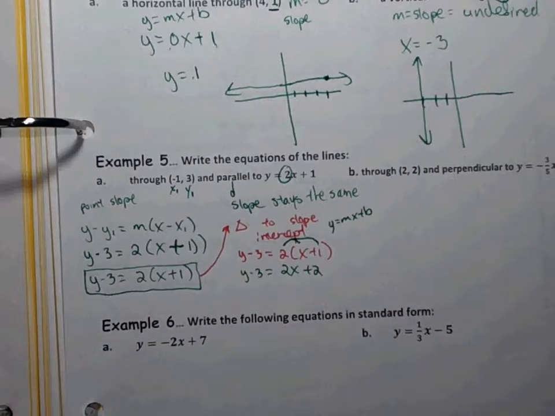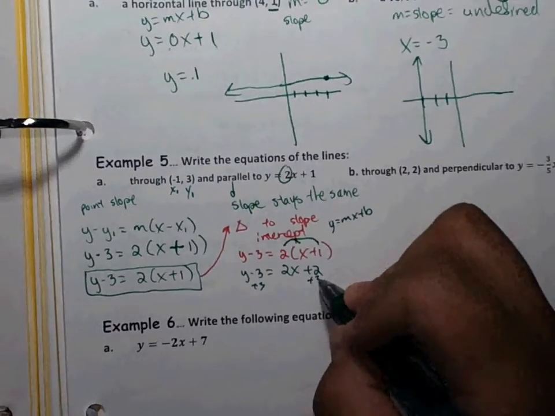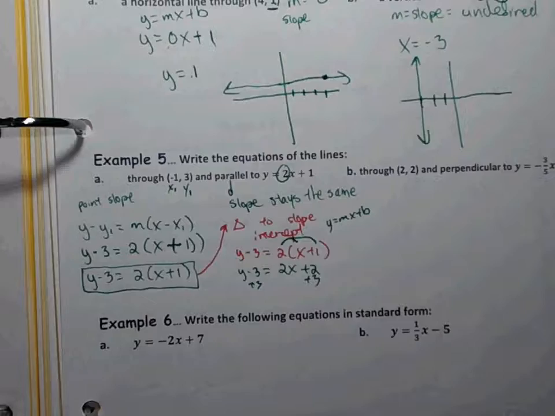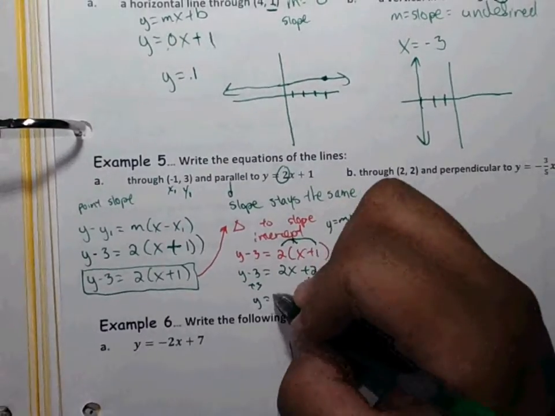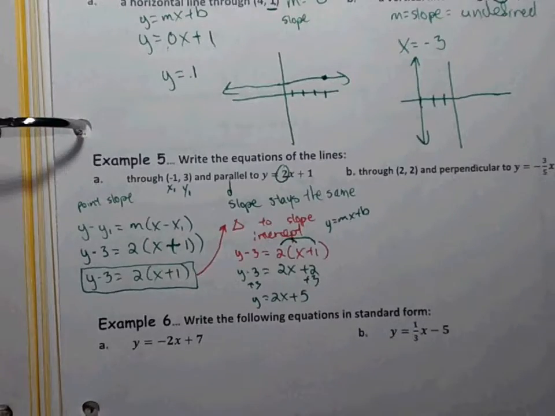Then what will we do? Ira? So it'll be plus 3 to both sides because you're trying to get the y by itself. Alright? So this is y equals 2x plus 5. So here's our new equation.